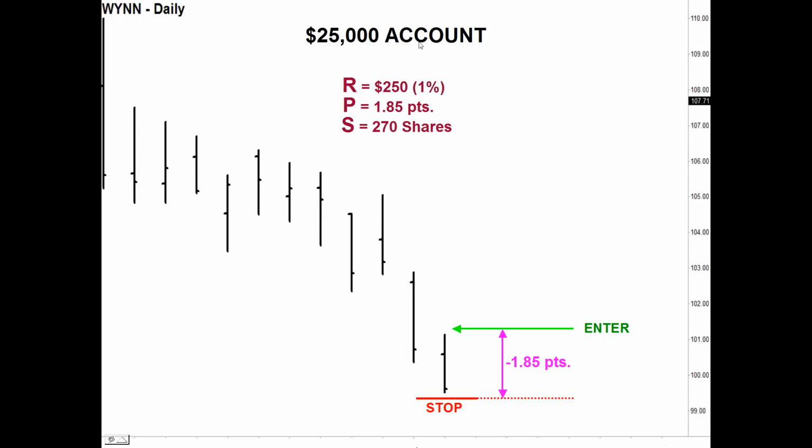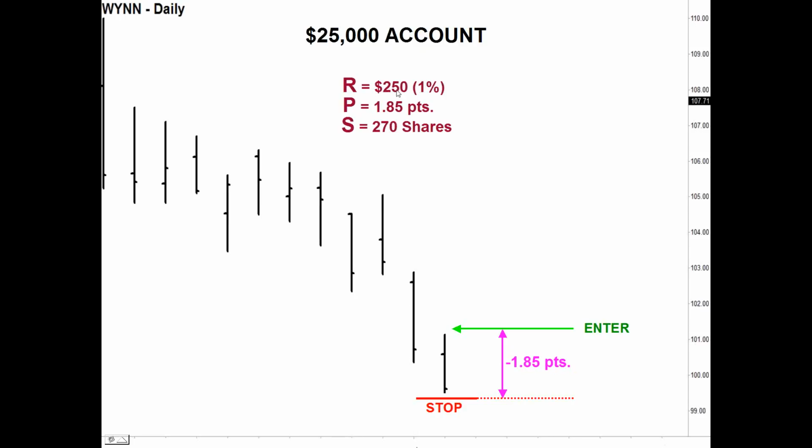So what is 1% of 25,000? It's now 250. So that's the most we're going to be losing now, is only 250, where before it was 500. Now it's 250. We're still going to enter at the same place. We're still going to have the same amount of points we lose if we're wrong. But now our calculation is different.